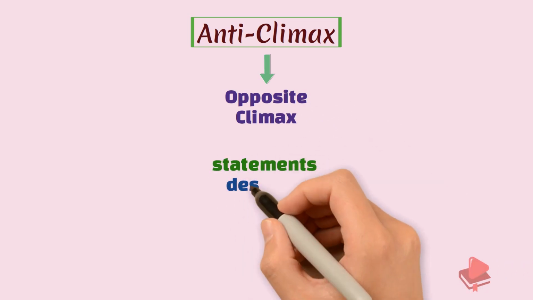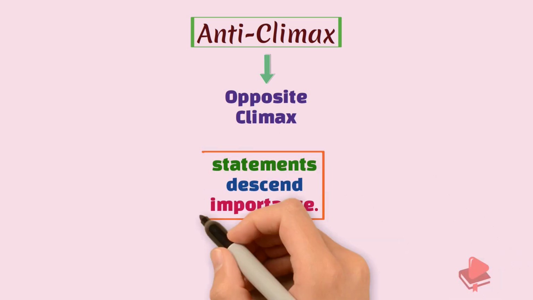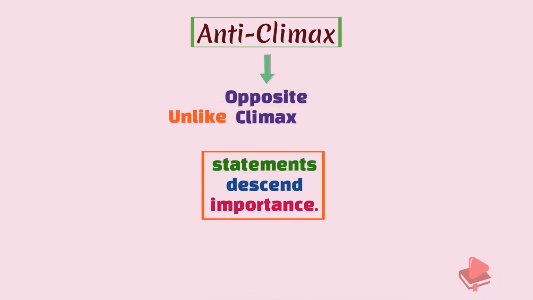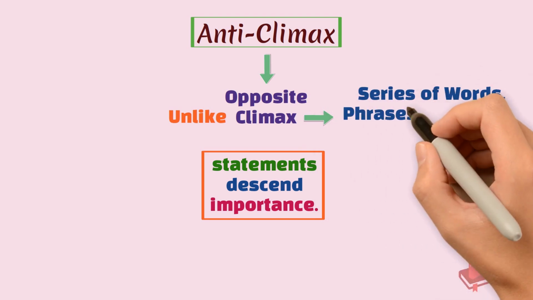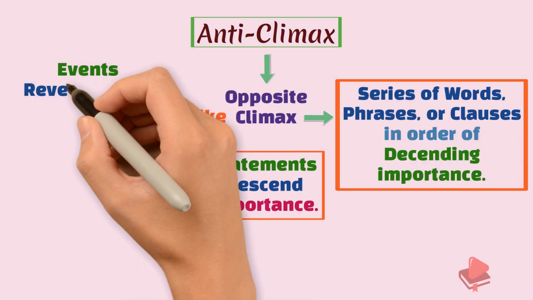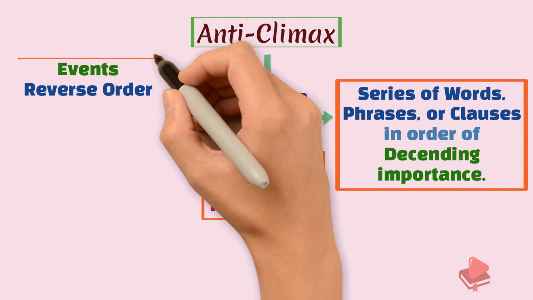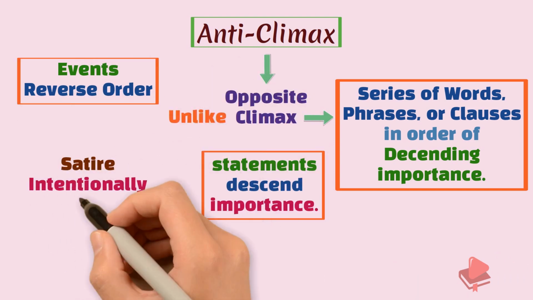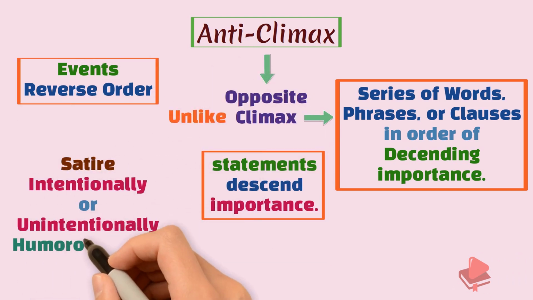Let's move on to the next figure of speech, that is anti-climax. Anti-climax is exactly the opposite of climax. Anti-climax refers to a figure of speech in which statements gradually descend in order of importance. Unlike climax, anti-climax is the arrangement of a series of words, phrases, or clauses in order of descending importance. All the events are in reverse order. It is done for satire, that is, either intentionally or unintentionally for humorous effect.